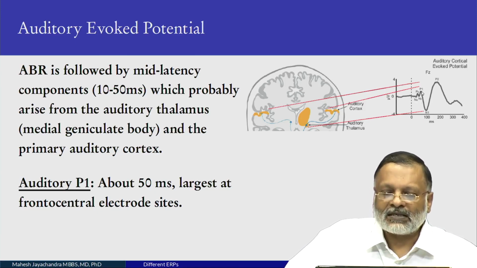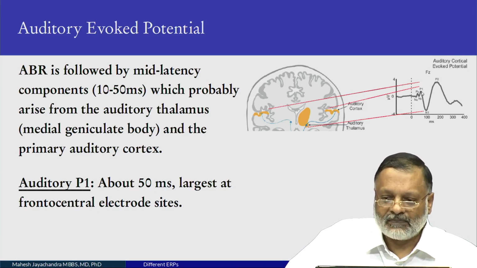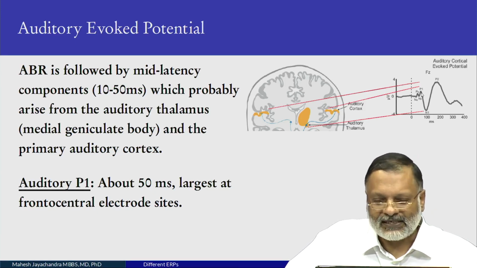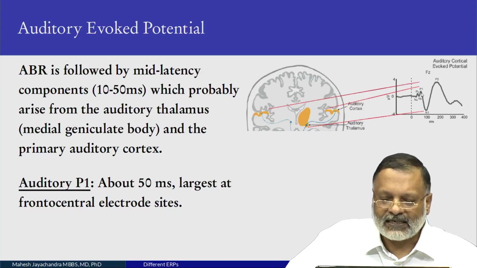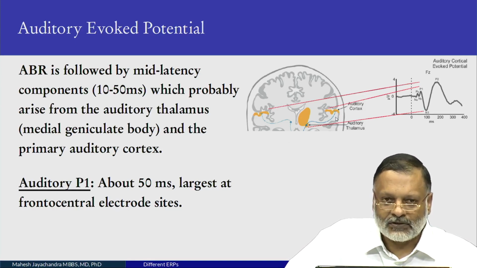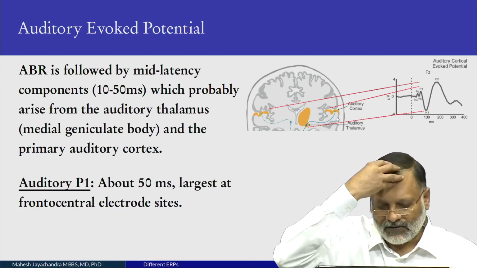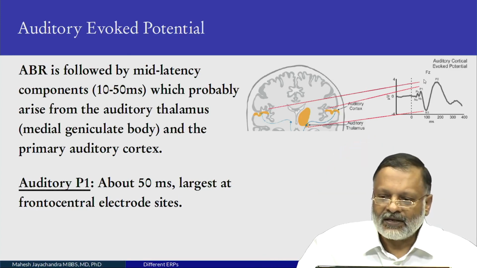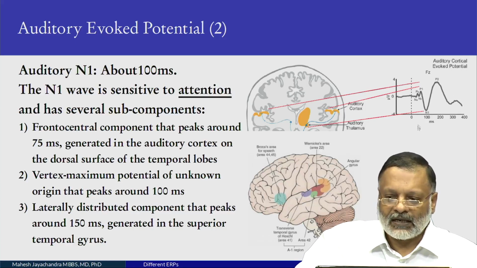P1 is the largest potential after the mid-latency potentials. It occurs around about 50 to 60, 70, 80 milliseconds, and it arises from the primary auditory cortex, and it's largest at fronto-central sites. Okay. So this is a classic auditory evoked potential, and you have the P1, and then you have the N1 and P2. Okay. So coming to the N1.